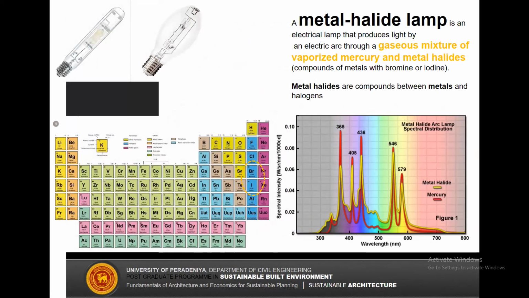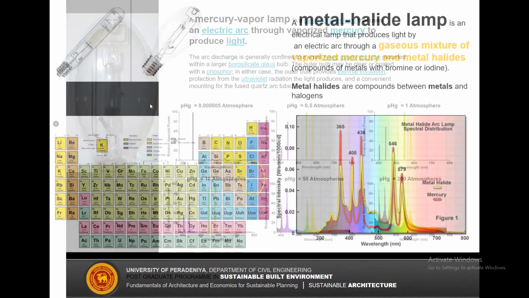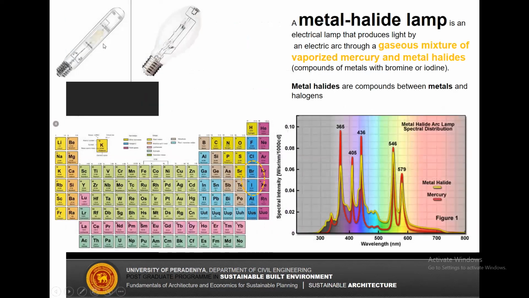Then in the market, you see these lamps that are called metal halide lamps. These are some improvements to the mercury lamp and nothing else. The only thing is in this gaseous chamber, there are some metal halides like bromine or iodine. So that improves the spectrum output of these lights.